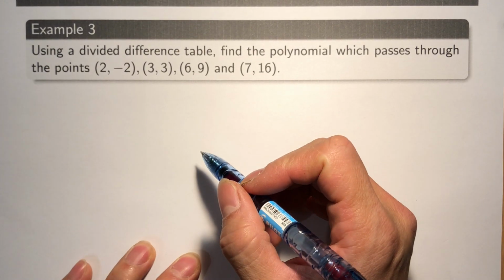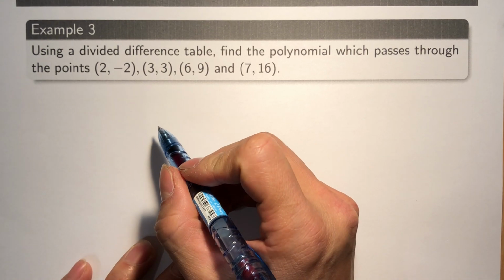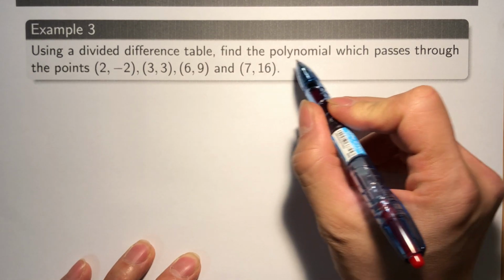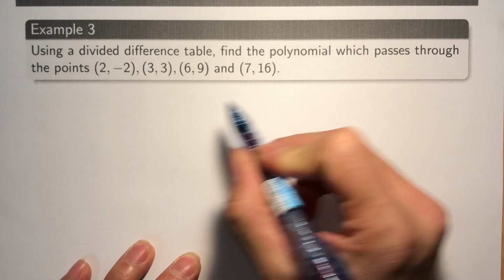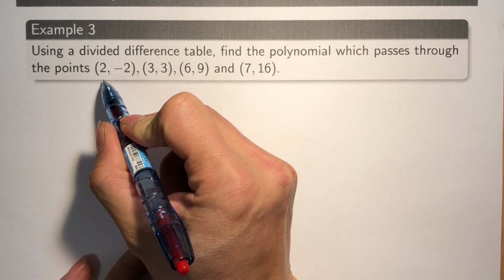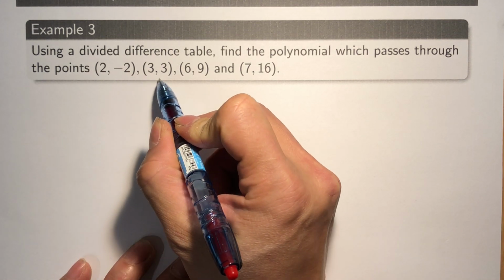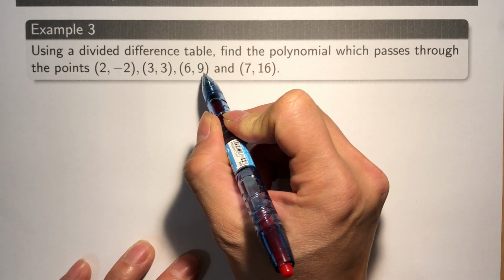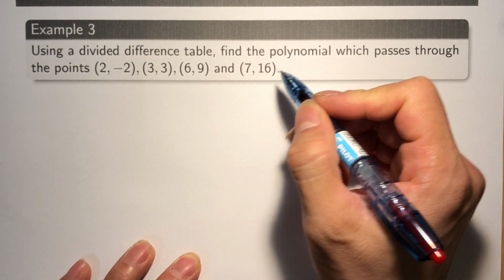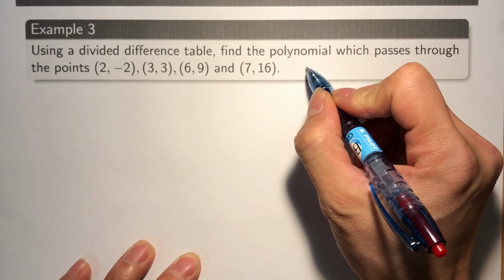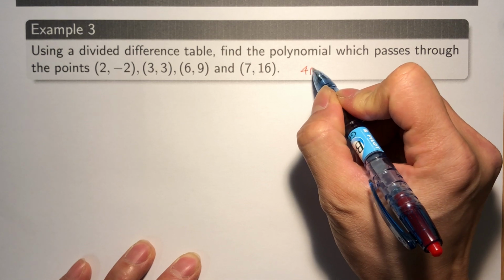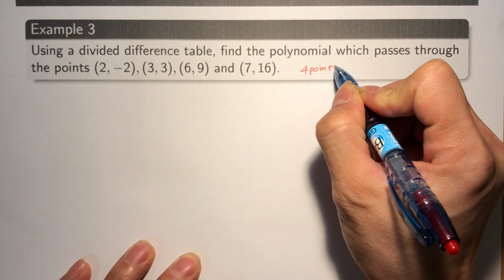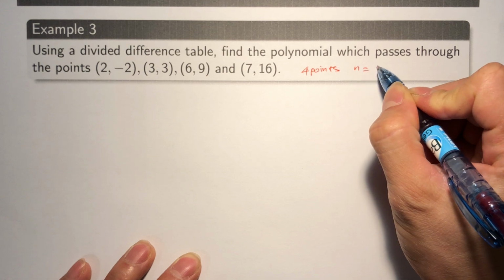Example 3. Using a divided difference table, find the polynomial which passes through the points (2, -2), (3, 3), (6, 9), and (7, 16). So we have 4 points, n equals 3.